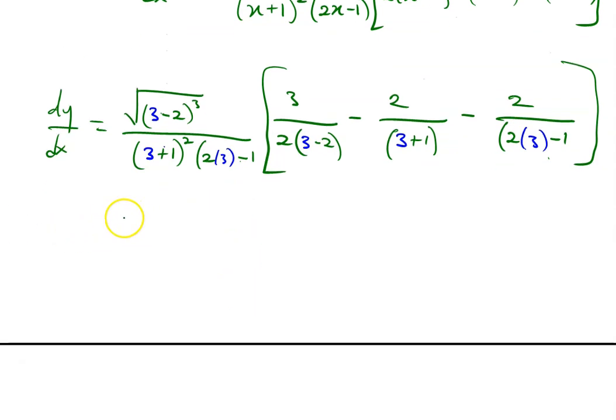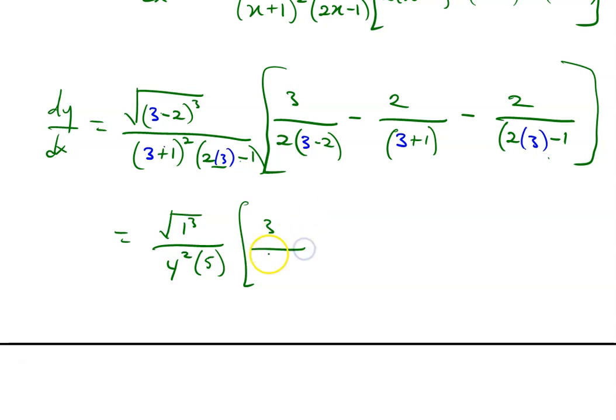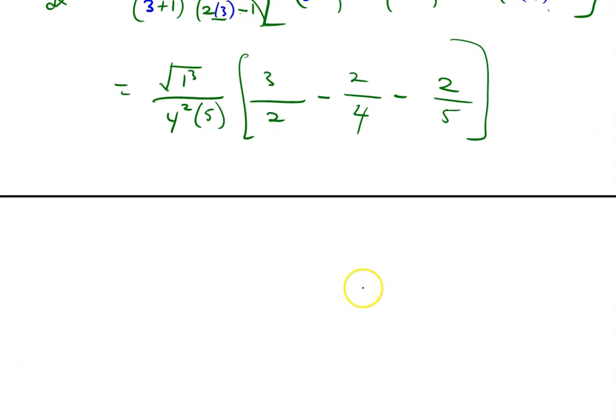So now we can simplify. We again get square root of 1 cubed, right? All on 4 squared, times 5. If I simplify what's there, it's going to be times 5. So 4 squared times 5, right? 6 minus 1 is 5. All multiplied by 3 on 2 minus 2 on 4 minus 2 on 5.